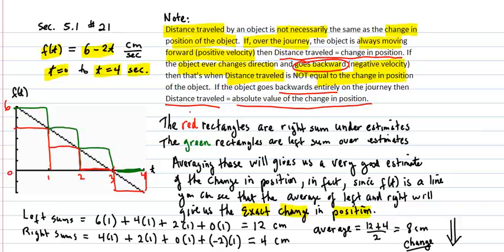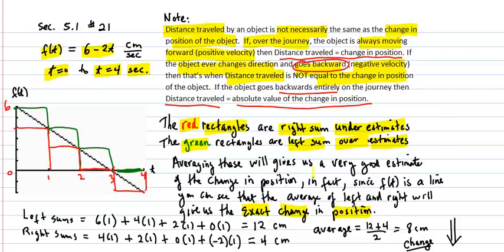We're going to do a sum with rectangles. The red rectangles are the right sum, and this time they're underestimates because the function is decreasing. And the green rectangles are the left sum overestimates. So we're going to find both those. Now, averaging these values will give a very good estimate of the change in position, as it always does.